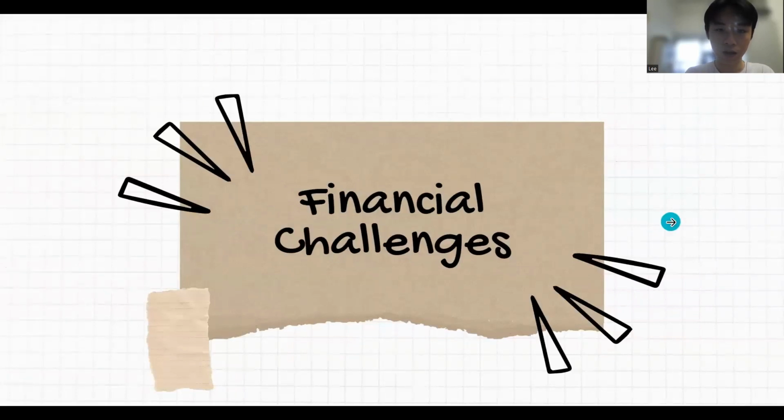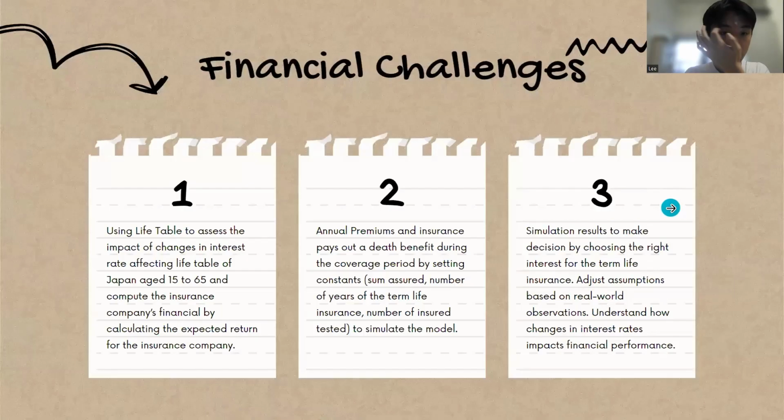So we'll discuss the financial challenge of the change of interest rate. The first one is we're using a life table to assess the change of interest rate, using the life table of Japan age 15 to 65, who purchased the term life insurance. So we can compute the company's financials by calculating the expected return and also the annual premium for the insurance company.